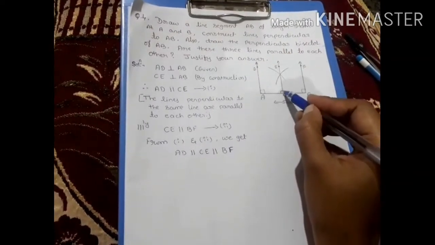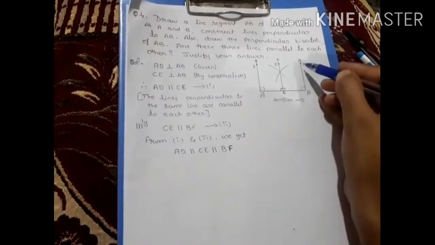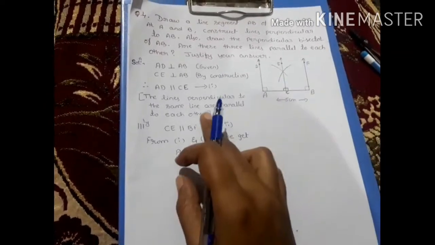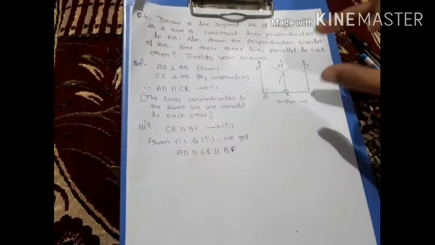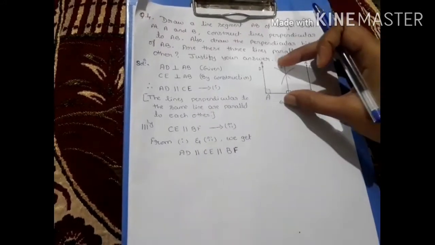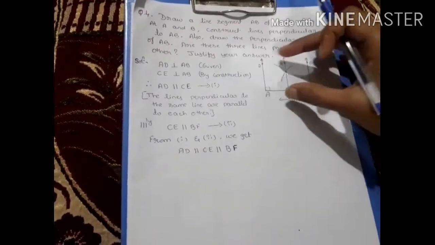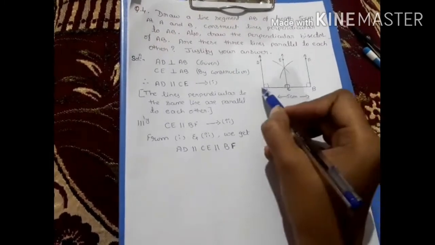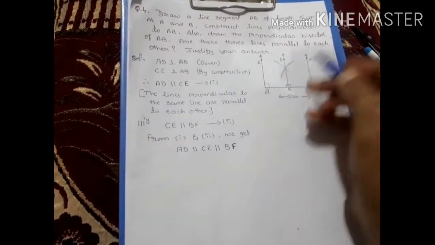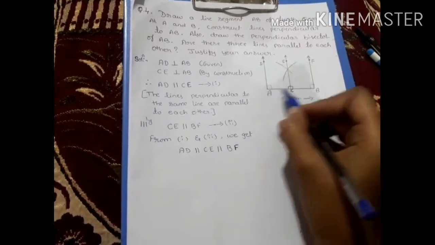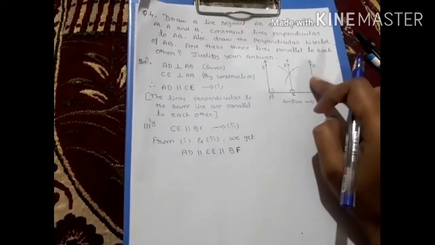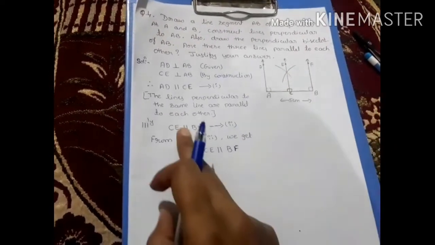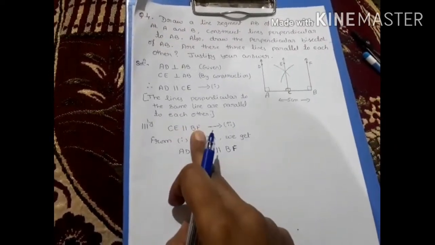CE is perpendicular to AB and BF is perpendicular to AB. Same reason we have to write as we wrote for the first one. Two lines CE and BF are perpendicular to a given line AB, then these two lines CE and BF are parallel to each other. So we write here CE is parallel to BF.